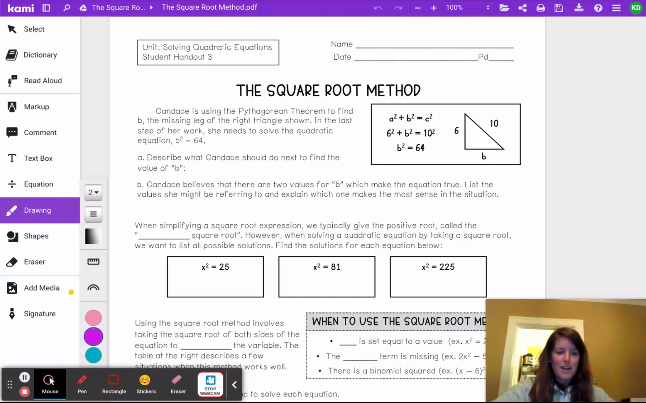Hi guys, I'm here to do the square root method with you all.